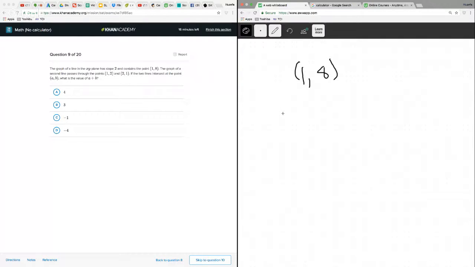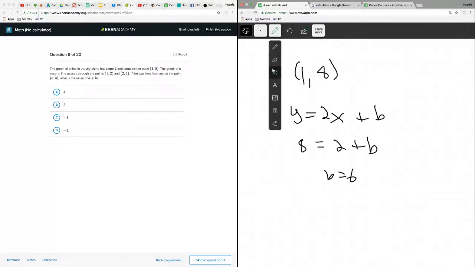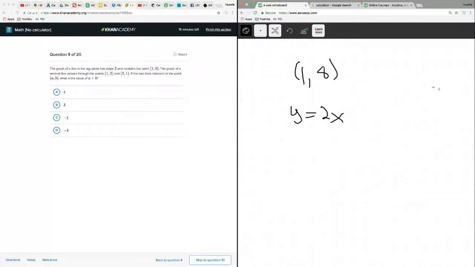So how much work do I need to do here? I'm trying to think if I can shortcut this, because I can get the equations and then solve. You know what? I'm just going to get the equations. So this is y equals 2x plus b, and then I'll just plug it in. So 8 equals 2 plus b, so b equals 6. So the first equation is y equals 2x plus 6.